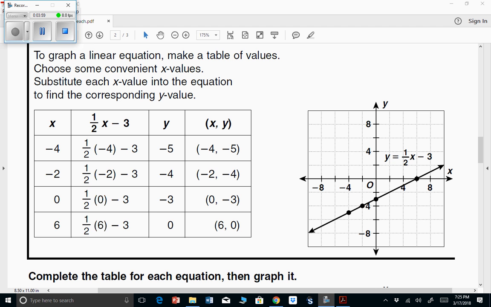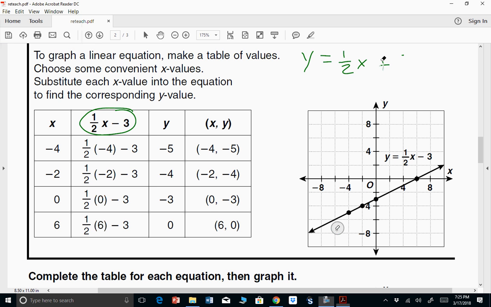Okay, the next problem says, to graph a linear equation, make a table of values. Choose some convenient x values, ones that are easy to deal with, and substitute each x value into the equation to find the corresponding y value. And here is our equation. I wish they had written that. It's y equals 1/2 x plus, or I'm sorry, minus 3.